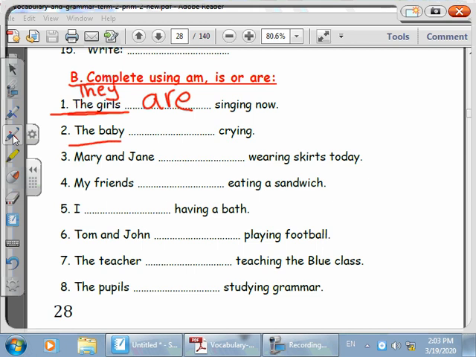The baby, one, whether he or she. By the way, with the baby, I use it because I do not know the gender of the baby, so I use it. So the baby is crying. Very good. Mary and Jane, two persons here. Mary and Jane, so it is they. So I write are, and so on. You will find the model answer uploaded on your e-school.